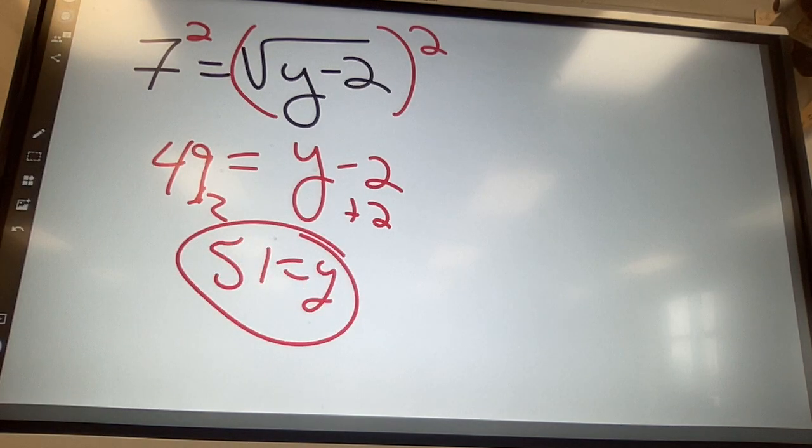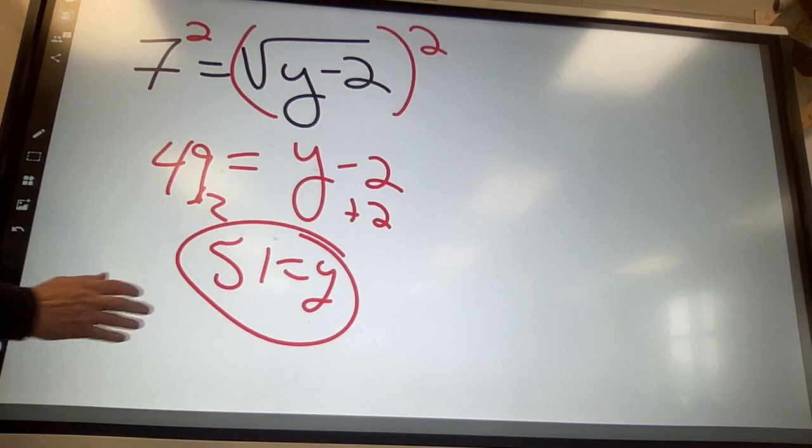It behooves you to go back to the original problem and go 51 minus 2 is 49, square root of 49 is 7. Woohoo. All right. People are throwing things. It's so exciting.